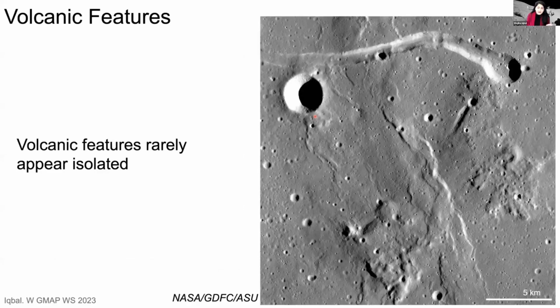So we hardly find any volcanic feature isolated from the others. You can identify them in clusters. For example, in this image, we can see a volcanic tube in a Mare unit, and a dome and wrinkle ridges. We see a pyroclastic vent as well as a pyroclastic deposit here.